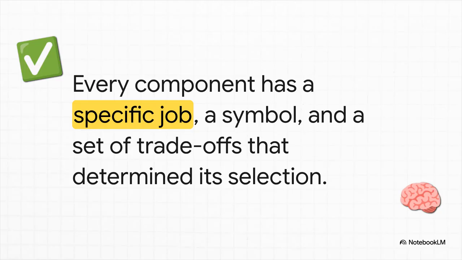So here's the bottom line. The next time you pick up your phone, just remember, every single tiny piece inside has a specific job to do. It has a universal symbol, and it was chosen after a really careful balancing act between cost, reliability, and its impact on the planet. It's this tiny, incredibly complex ecosystem, living right there in the palm of your hand.